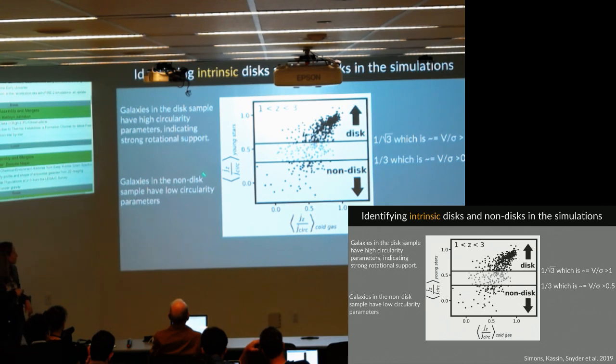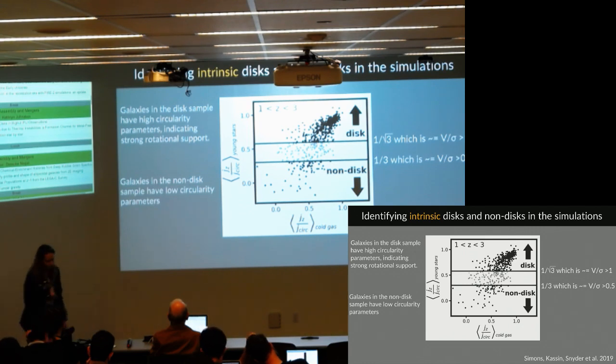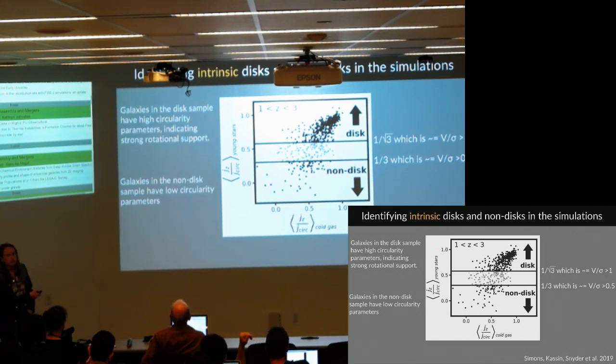This is how we've properly selected the sample. This is Jz over Jcirc of the young stars versus that of the cold gas. It's plotted just to show you that they're in decent agreement for disks, but fall apart at lower values for non-disk systems. So what we end up doing is we choose disk systems as those with Jz over Jcirc greater than 1 over square root of 3, which roughly corresponds, using the virial theorem, to a V over sigma greater than 1. Don't worry about exactly how we select this, because the vast majority of these, I'll show you in a bit, we observe them to be disks.